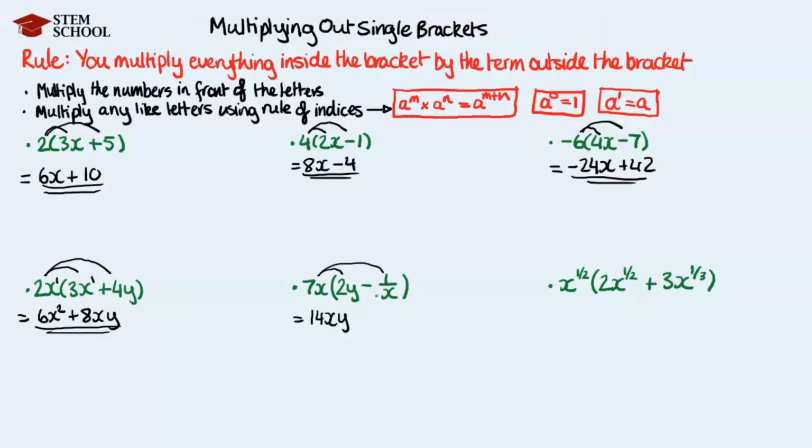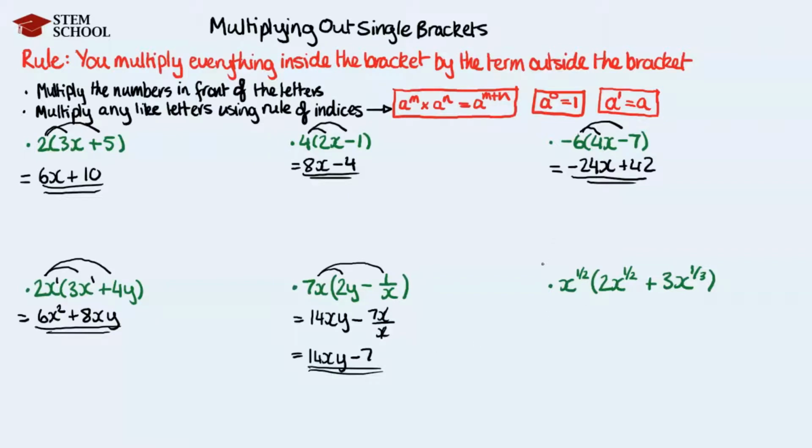7x times minus 1 over x. So that will be minus. So this term outside the bracket, 7x, will go on the numerator. So it goes 7x over x, okay? And we can actually simplify that down because we can cancel the x in the numerator and the x in the denominator. So the answer will just be 14xy minus 7.